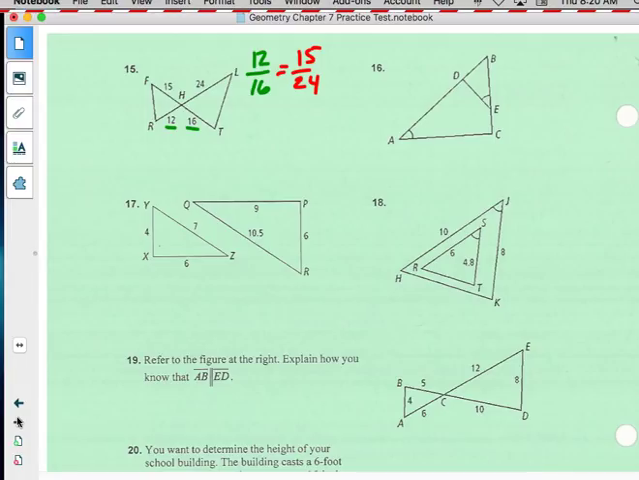But let's see what I've got with the calculator here. So I got 12 times 24 is equal to 288. So I've got 288, 12 times 24. 16 times 15 is equal to 240. These are not equal, so the triangles are not similar.